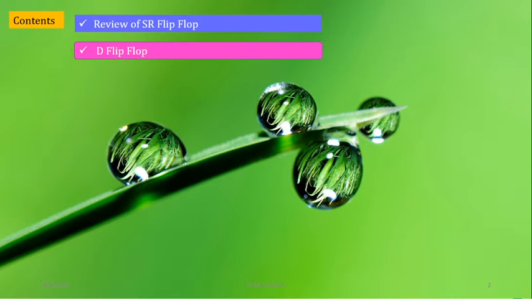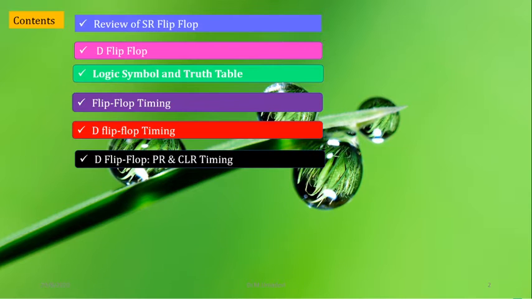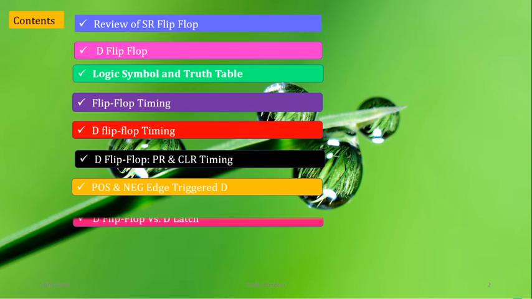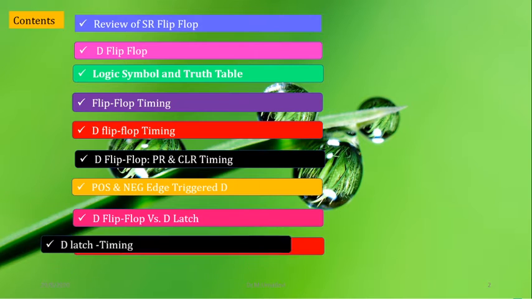We'll review SR and JK flip-flop, then I'll move to D flip-flop, logic symbol and truth table, then flip-flop timing, D flip-flop, then preset and clear timing, positive and negative edge trigger D flip-flop, then D flip-flop versus D latch, then transparent D latch, then D latch timing.